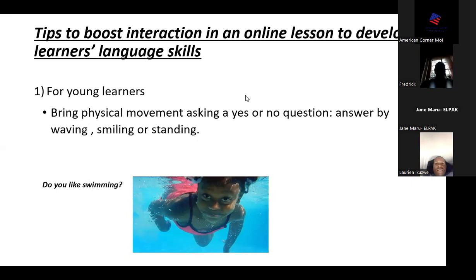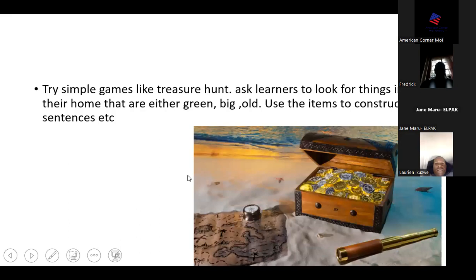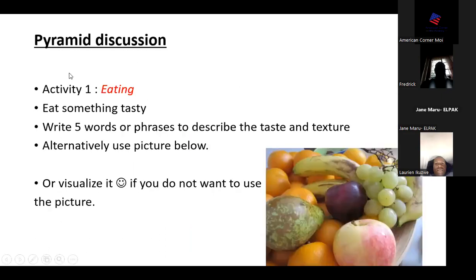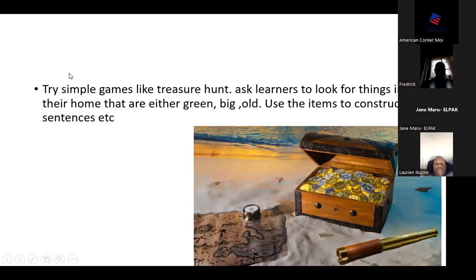Next is trying simple games like treasure hunts. This is something that we do in our physical classrooms, but we can also do this in an online class, where you can ask learners.